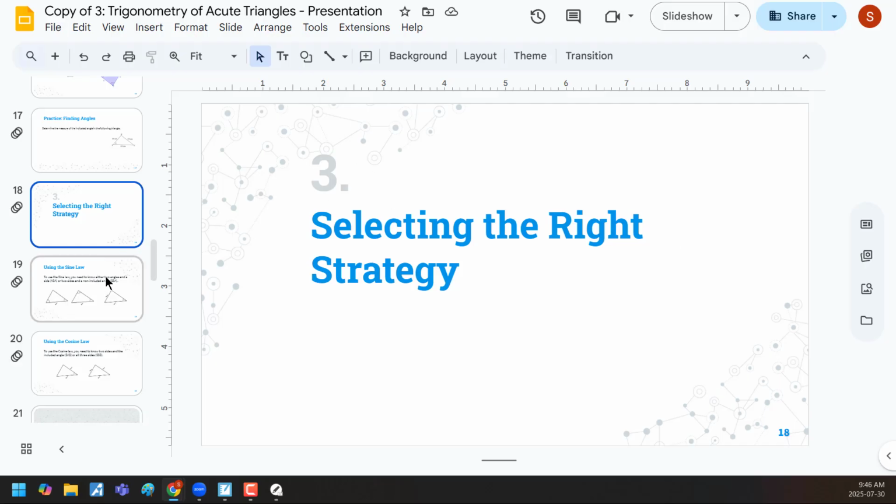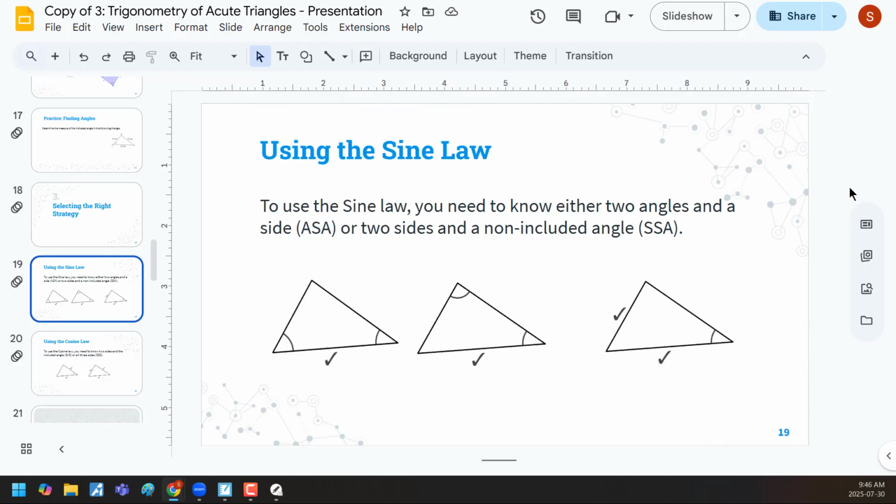We are now going to do what's called selecting the right strategies to try to figure out which situation should we use which law. Should we use the sine law or cosine law? To use the sine law, you need to know either 2 angles and a side, or 2 sides and a non-included angle. What does that mean? You need to know either 2 angles and any side, so it doesn't matter. For the sine law to work, if you're given 2 angles and any side, you can use the sine law. It doesn't matter, both work.